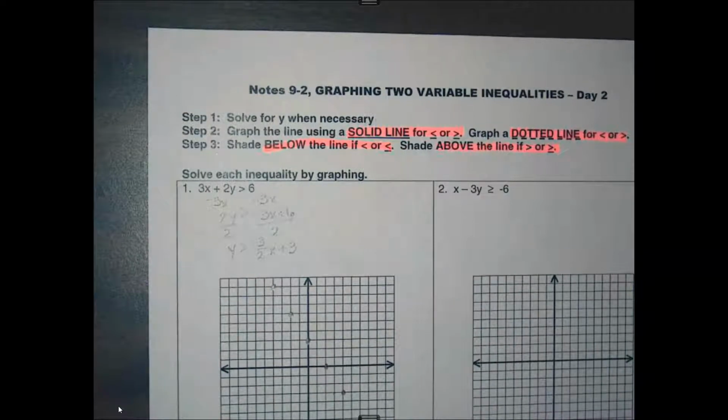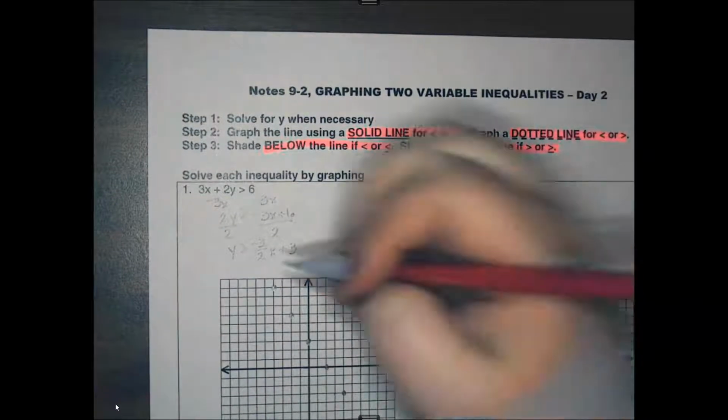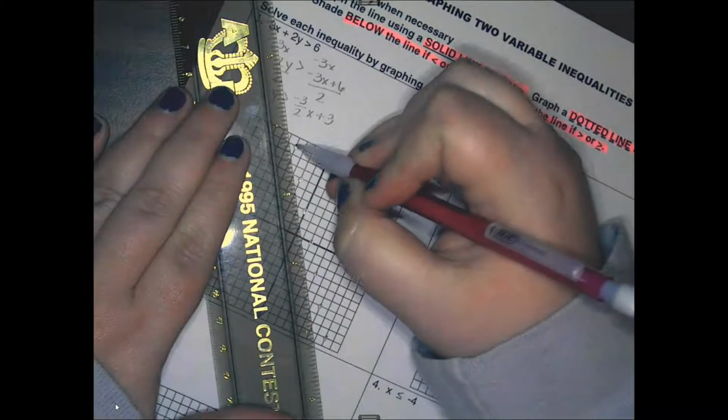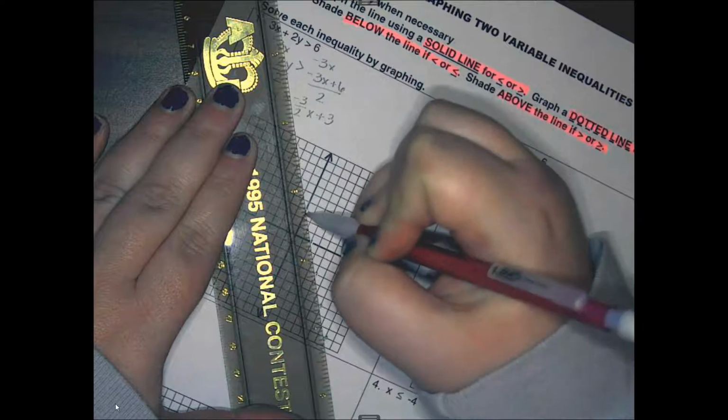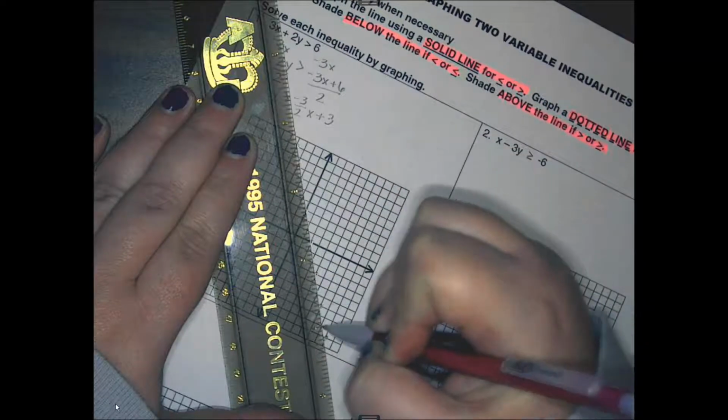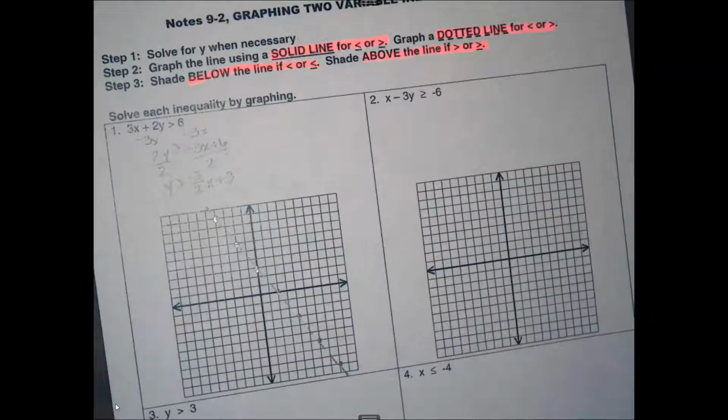Now I'm using a ruler to make my line straight. Sorry, my mic fell, so I might make some noise. Okay, sorry about that. I've got my ruler. I'm going to have a dotted line because it doesn't have an equal sign. Yesterday it gave us the whole thing over the side where we circled if it was dotted or not. So there's my dotted line. And then it's y is greater than, so I'm going to shade above.